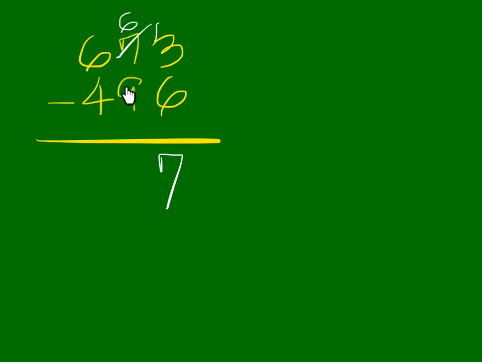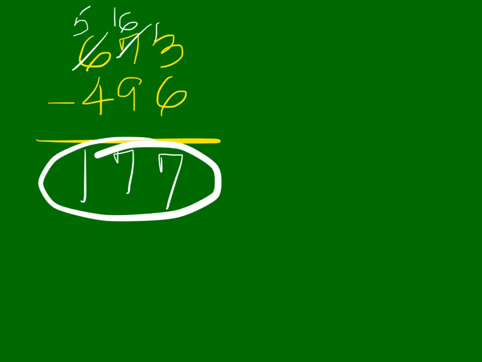Now let's go back over here. I have 6 minus 9. That's not going to help us out. So what do we need to do? Take away 1 from the 6 and make that a 5, and then put that 1 there and make a 16. What? 16 minus 9 is 7. Yeah, now I have a 5 minus 4, which is 1. 177. Bring this problem up and drop it off.